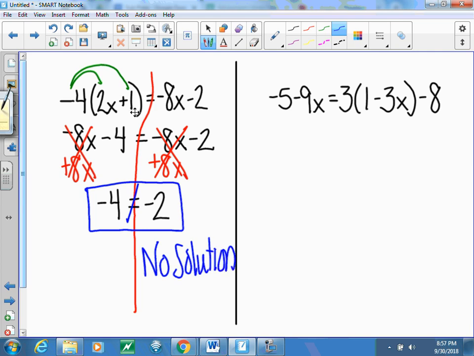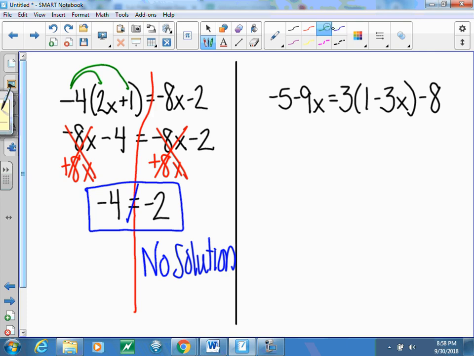These two lines, if you were to graph them out, would be running parallel to each other, so they would never be crossing, making there be no point that they intersect at. So with our variables canceling out, we're left with this statement of -4 equals -2. Not true. There's not a single answer that I can put in for x that would make this statement true.